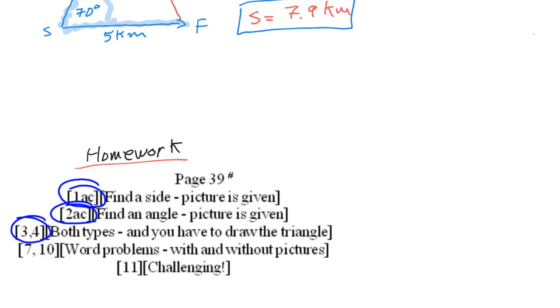Now, your homework for today is page 39, 1AC, 2AC, 3 and 4, 7 and 10. So for these questions, you're going to find the side, you're going to find the angle, and then for 3 and 4, you're going to have to figure out which ones they are, whether you're finding the side or the angle. And then there are 2 word problems. And then question 11 is a challenging problem.